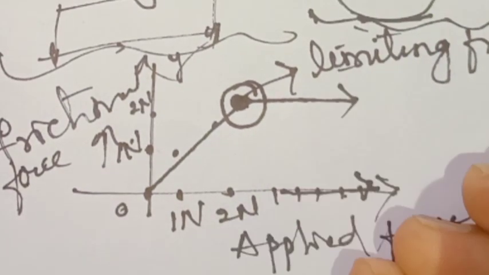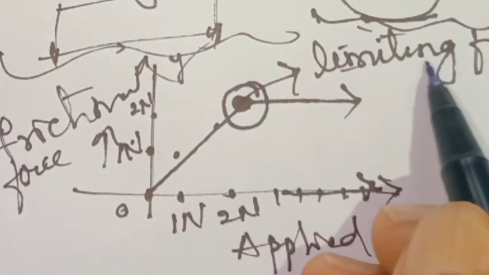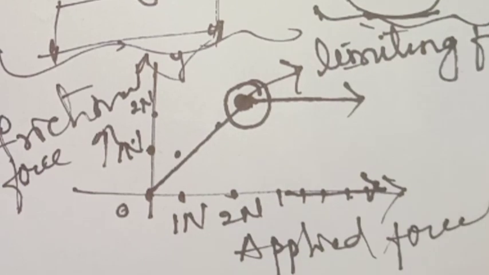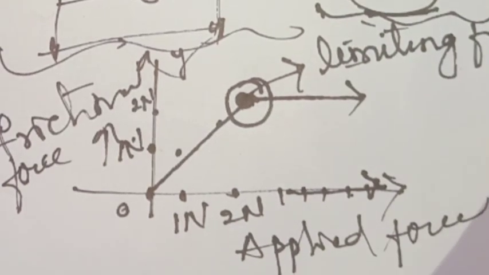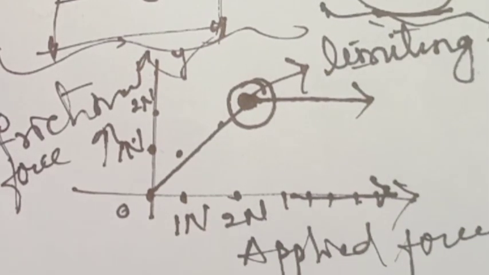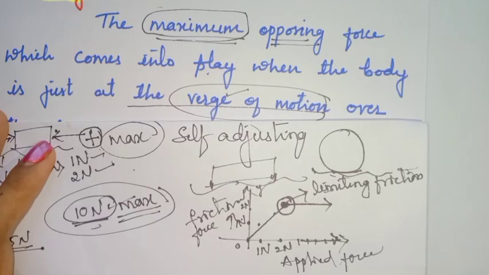This is called limiting friction. After the limiting friction, whenever the object starts to move, the force that comes into play is what we call kinetic friction. About the kinetic friction we will study later. Let's go for the characteristics of maximum static friction.